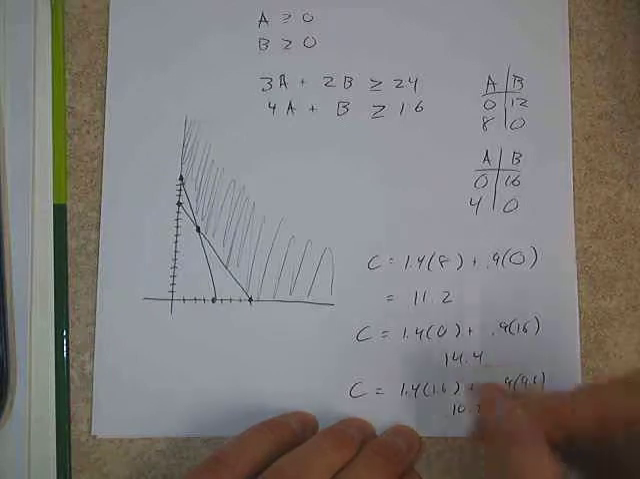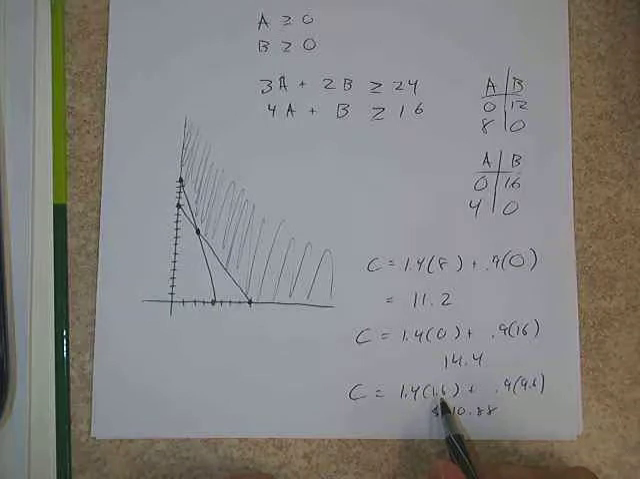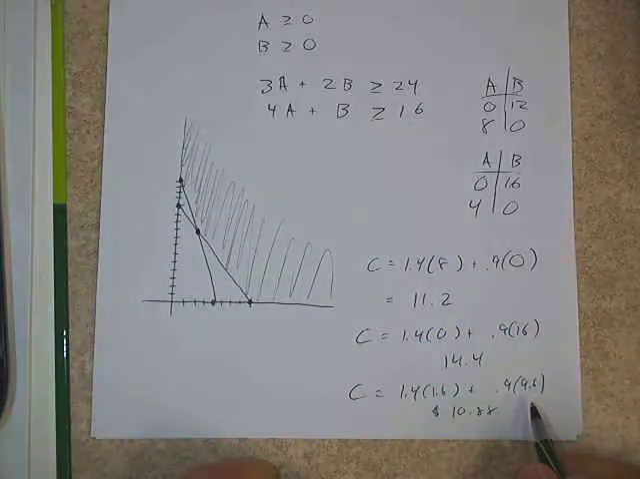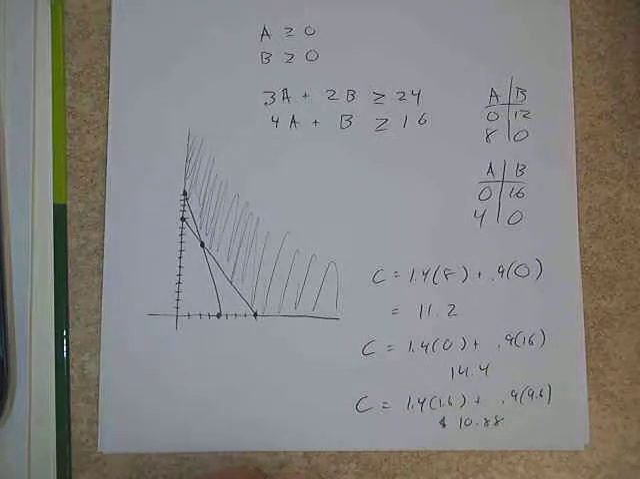Okay. And ultimately that is lower than the 11.2. So that means our minimum cost then would be 10.88. And I believe the units here are dollars, right? So it would be $10.88 would be the minimum cost. And to do that, we'd need to have 1.6 units of the A type of food and 9.6 units of the B type of food. Okay. All right. Questions on that process?